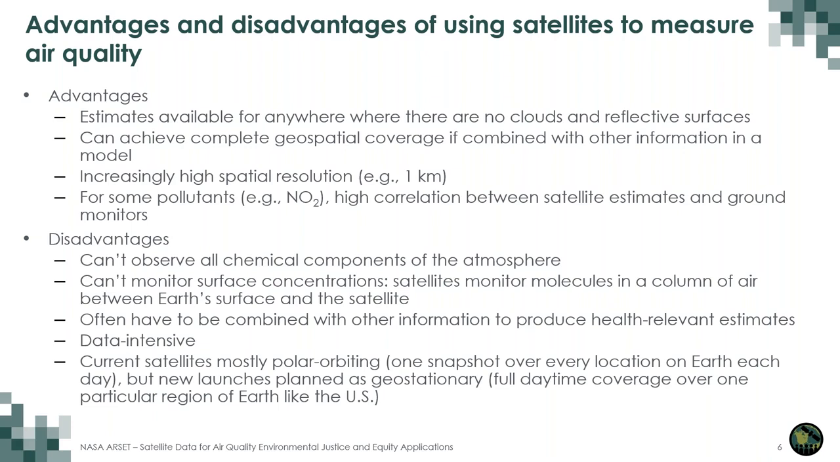Right now, we can't observe all chemical components in the atmosphere, so there might be some pollutants that are of interest for environmental injustice. Hazardous air pollutants come to mind, where we don't have high quality estimates from satellites yet. We also can't monitor surface concentrations.